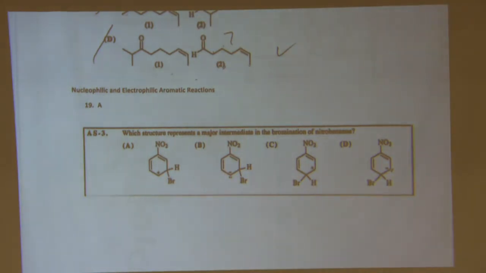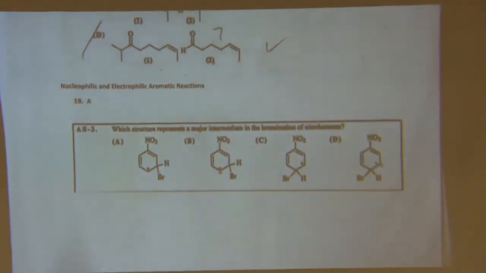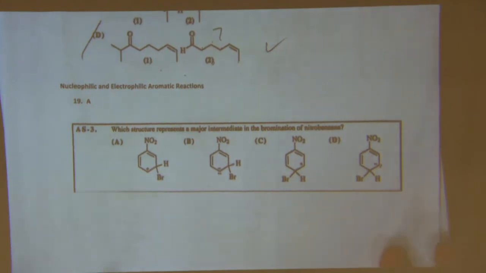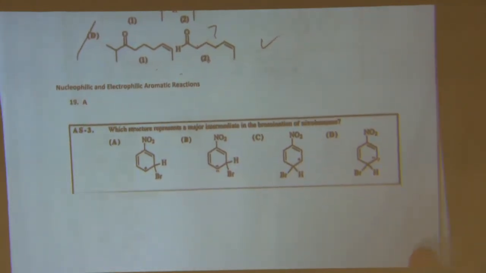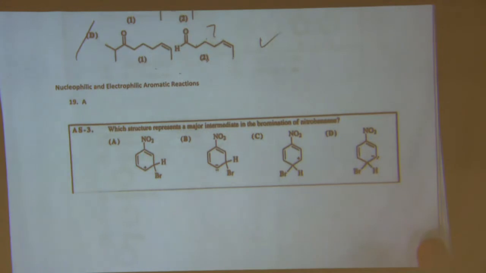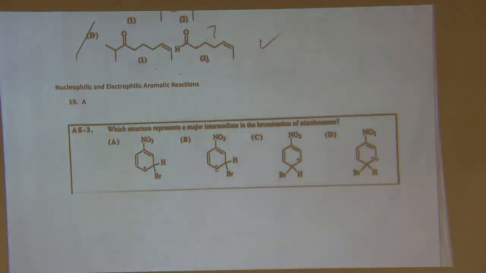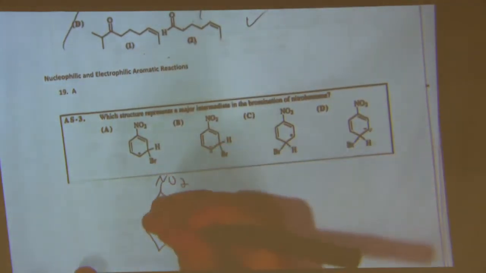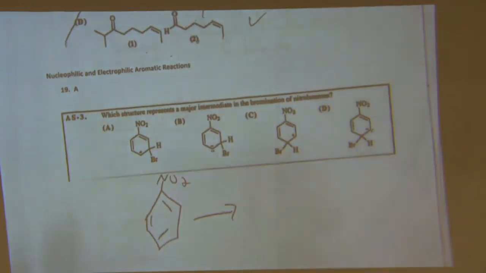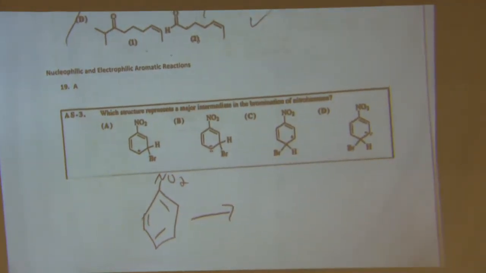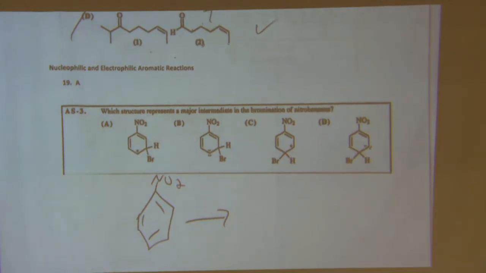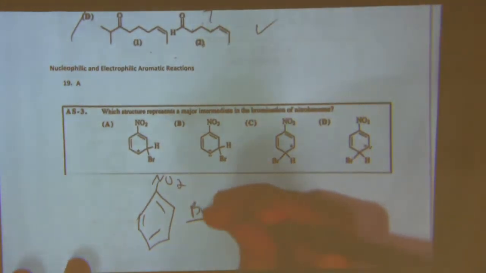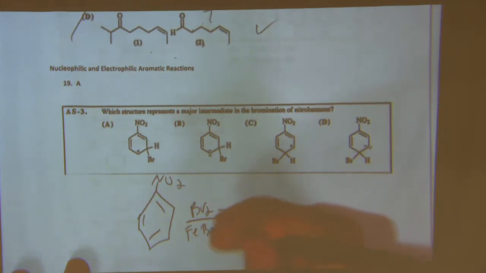Nucleophilic and electrophilic aromatic reactions. So we're moving on to the aromatic chapter. I love this chapter. So which structure represents a major intermediate of the bromination of nitrobenzene? So we are starting with nitrobenzene, right? And we're brominating it. You won't have to do all of this to answer the problem, but just for a refresher, what's the reagent to do bromination? Yeah, Br2, FeBr3, right, with the catalyst.